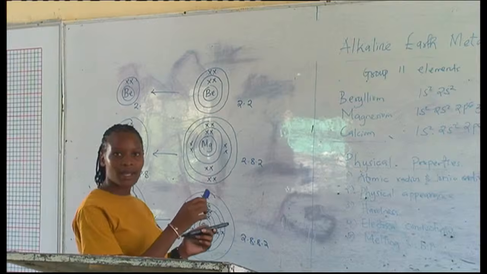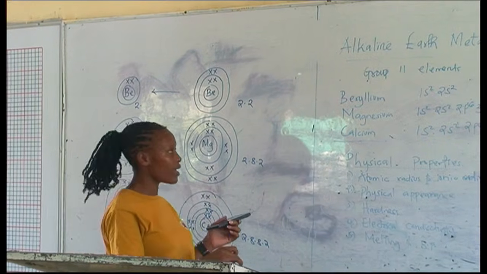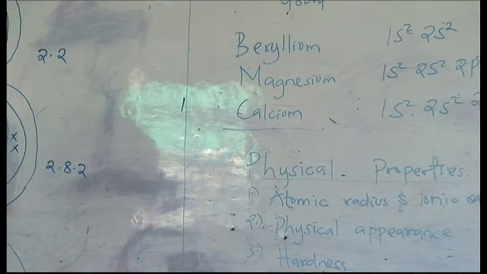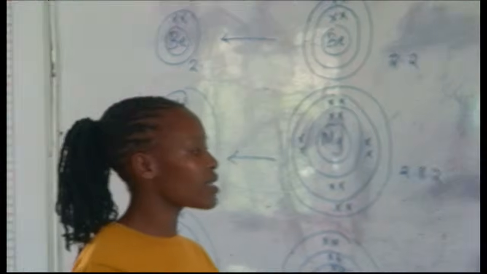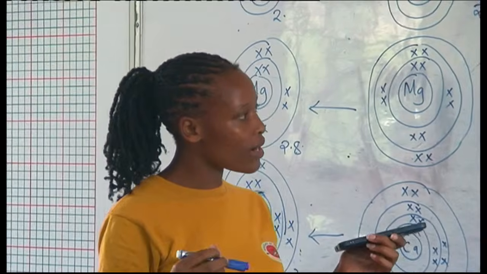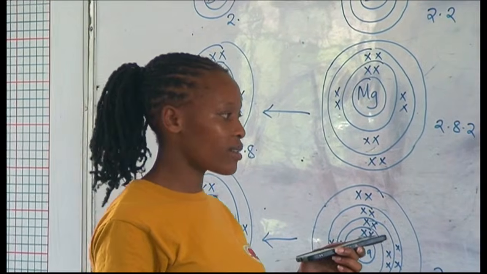Now, beryllium, magnesium, and calcium, which are collectively known as group 2 elements, have 2 delocalized electrons each, every one of them. Therefore, we say that they are able to conduct electricity, or that they are good conductors of electricity, because they have 2 delocalized electrons.